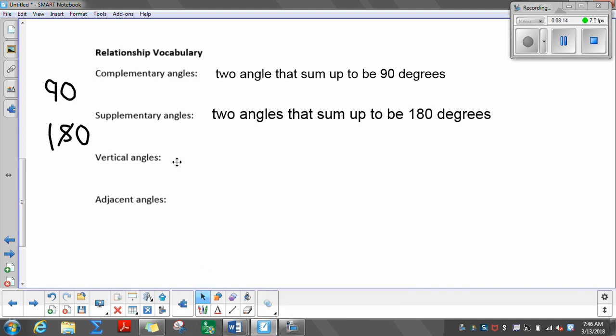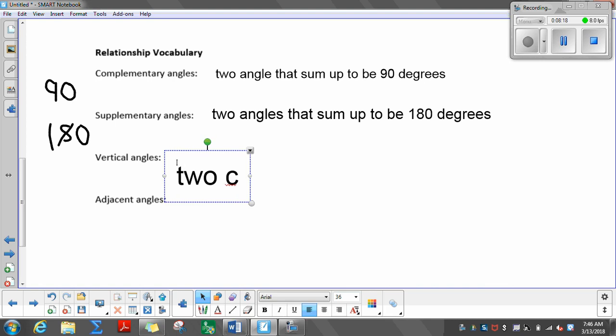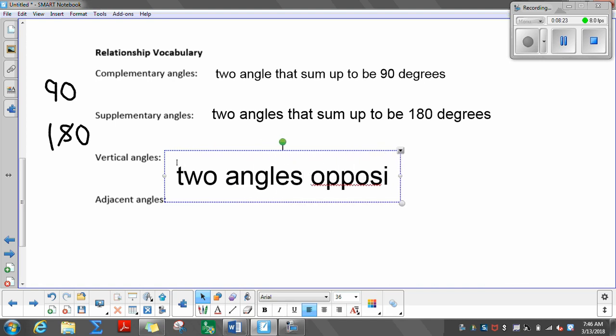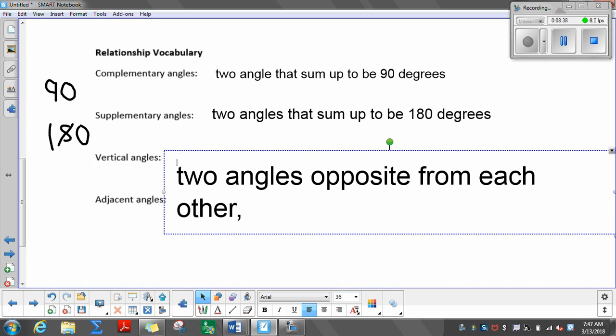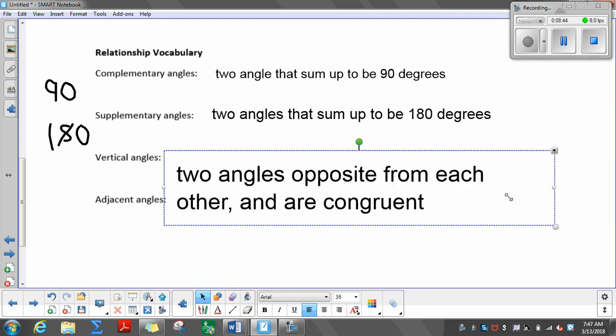Vertical angles are two angles opposite from each other and are congruent. So that means they equal each other, they're the same measure. Basically, they're across the vertex from each other.